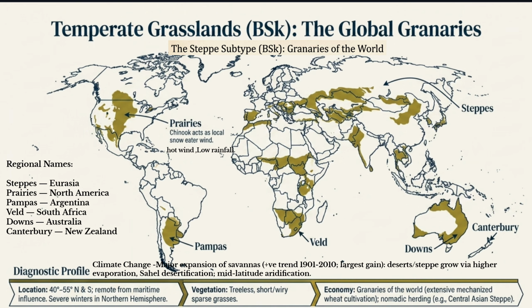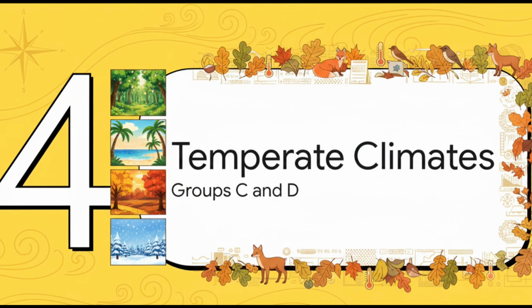Nomadic herding. Climate change impact: major expansion of savannas, a positive trend from 1901 to 2010, the largest gain. Deserts and steppe grow via higher evaporation. Sahel desertification. Mid-latitude aridification.